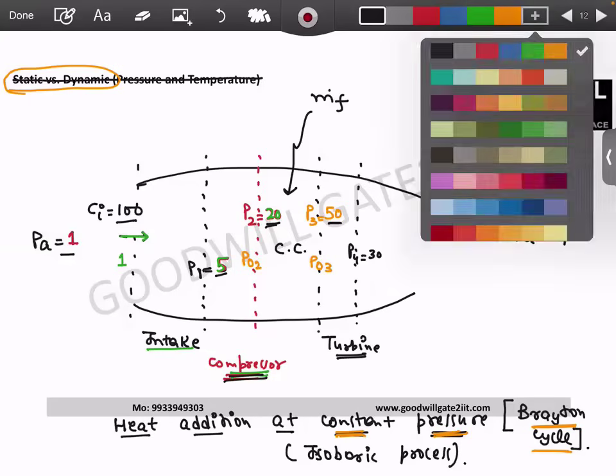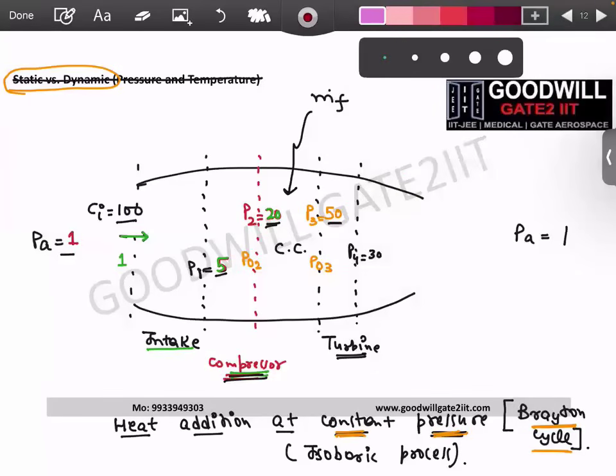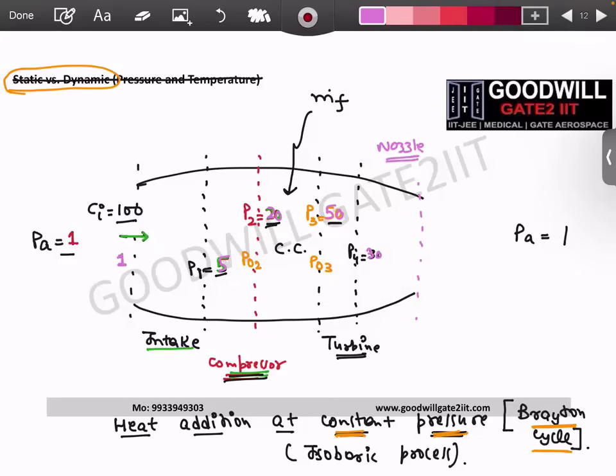Don't forget, you in reality started with 1. And because of your engine components, you have increased it to 5, increased it to 20, increased it to 50, and then again reduced it to 30. And then the last component, what you have is your nozzle. Atmosphere is sitting at 1.